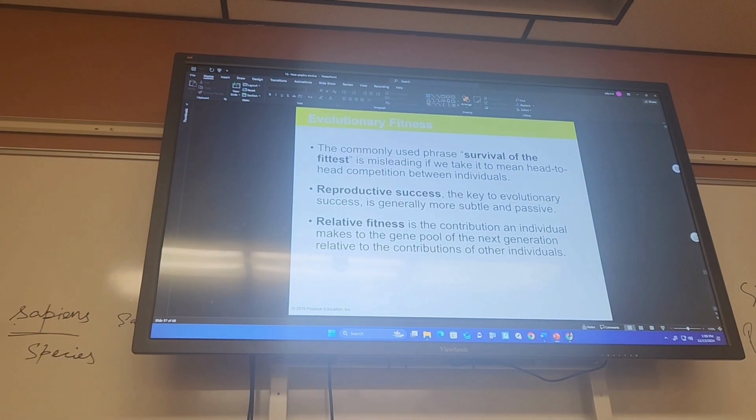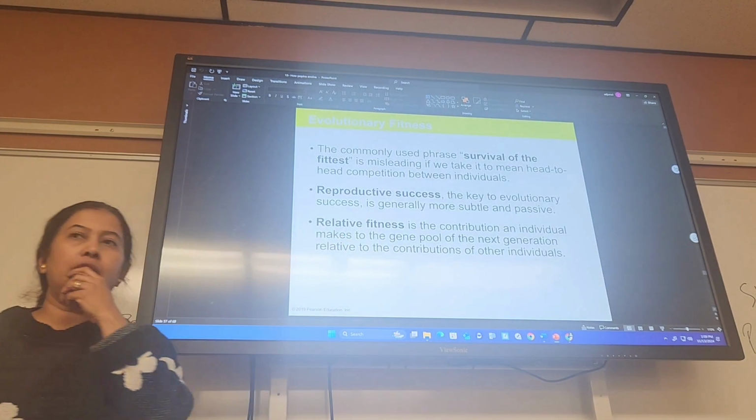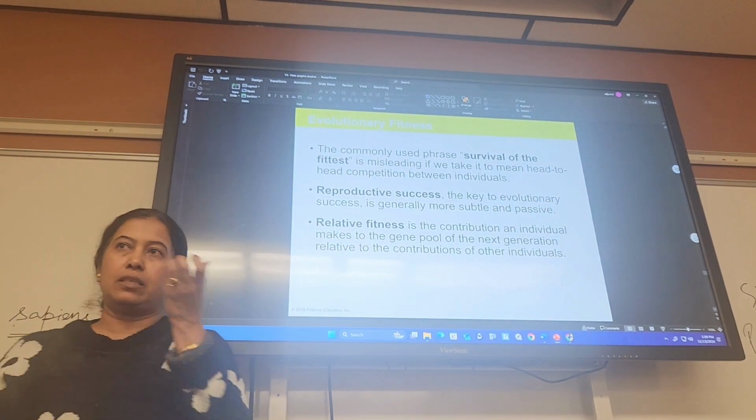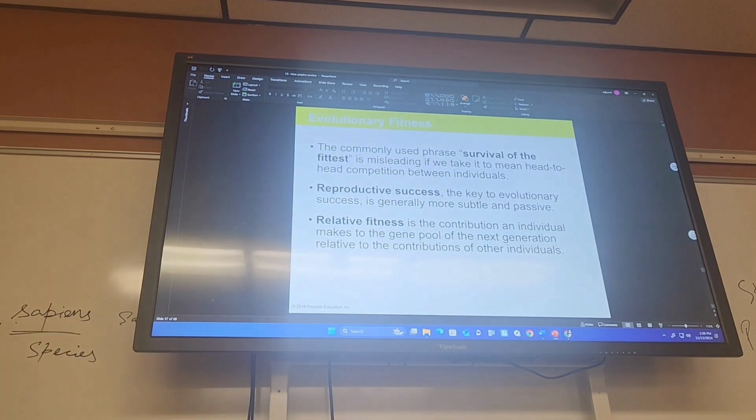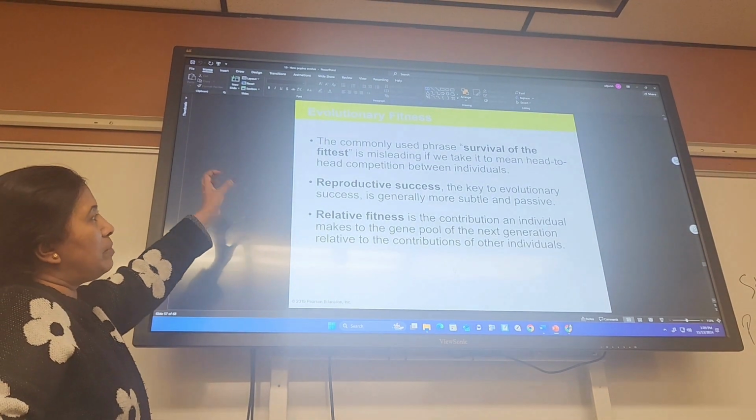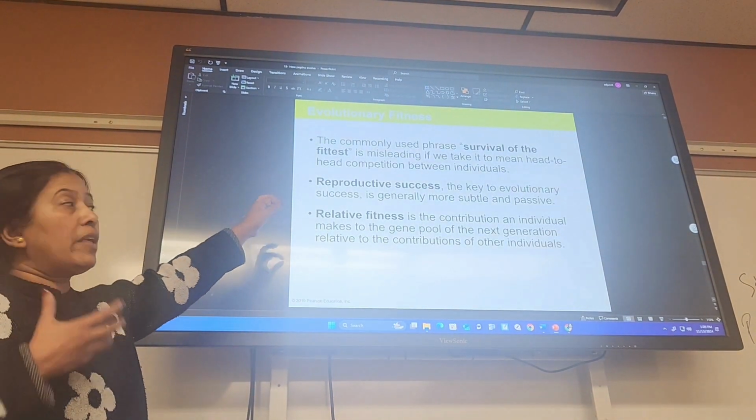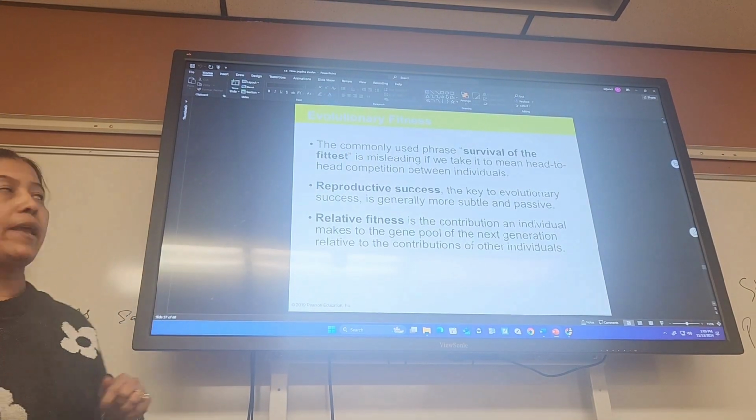So, evolutionary fitness. Commonly we say, Darwin said, struggle for existence, survival of the fittest, right? That's the phrase we use, that there is a struggle for existence going on, and the one who's fittest will survive, will outlive the others. So survival of the fittest is actually misleading if we think of it as a head-to-head competition between individuals. It's not like that, okay?